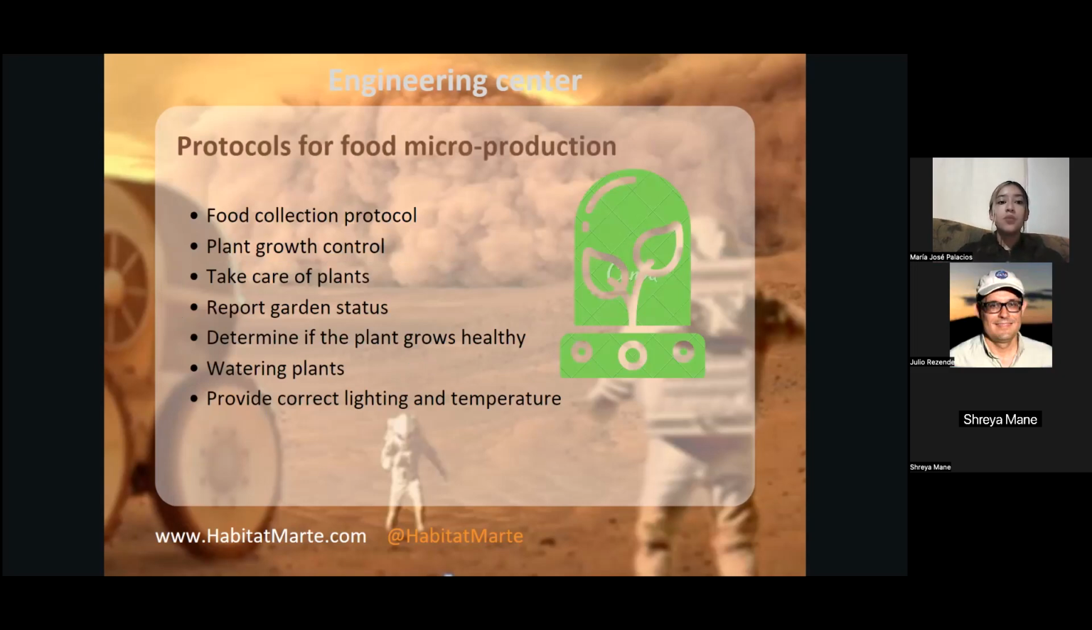We have the protocols for food microproduction too. First, we have the food collection protocol. Then, the plant growth protocol. Take care of plants, report garden status, determine if the plant grows healthy, water the plants, provide correct lighting and temperature.